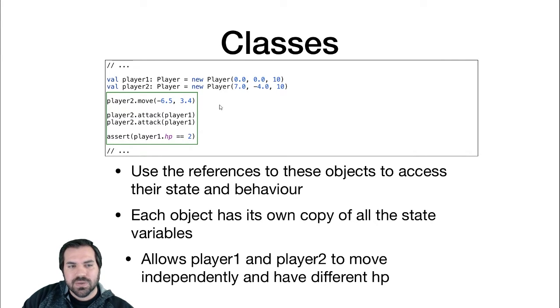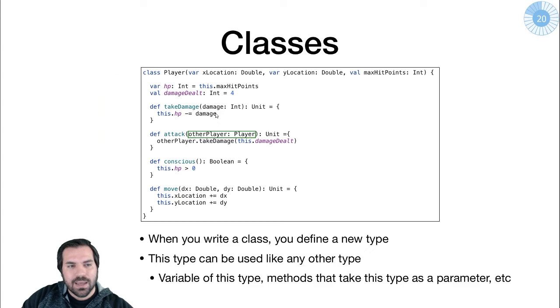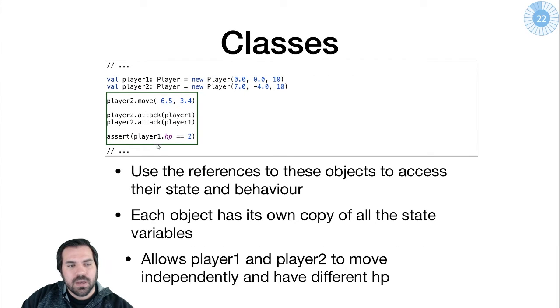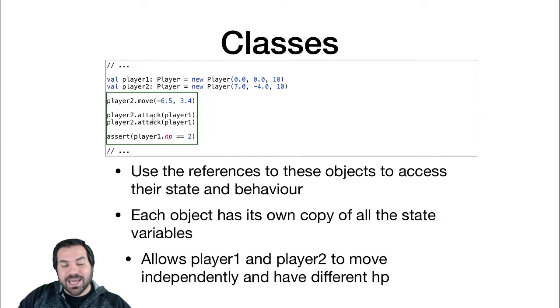So we're moving player 2 from its initial position. We're going to move player 2 to a new position, update its X and Y location through that method call. And we can access the state variables. Call these methods, access the state variables. Here we're calling player2.attack. The attack method takes a player as a parameter. So we're going to give it player 1 and let it attack player 1 a couple times. And then we can check in our testing, is player 1's HP what I expect?